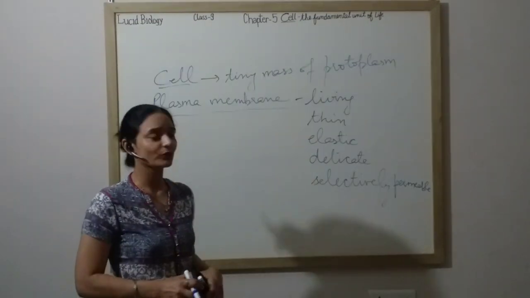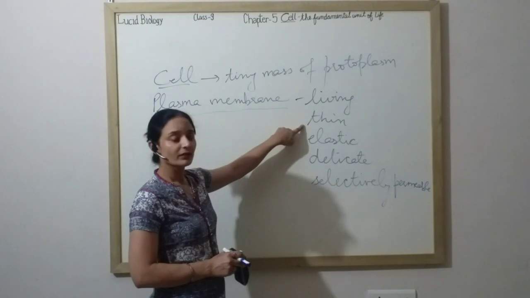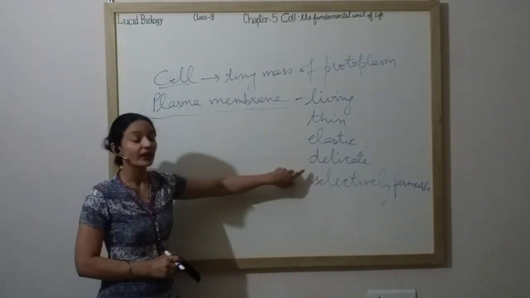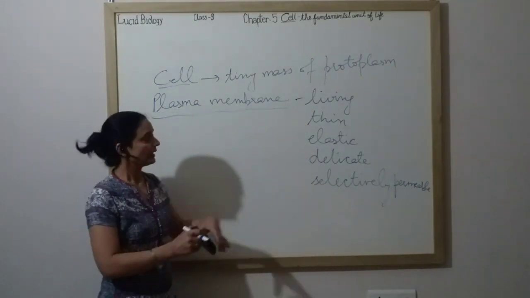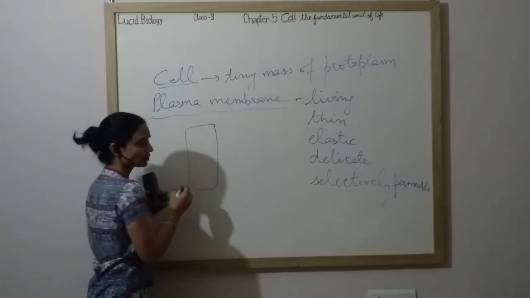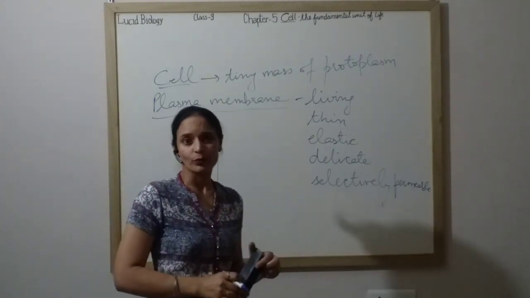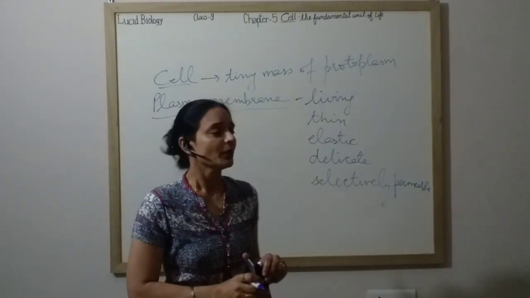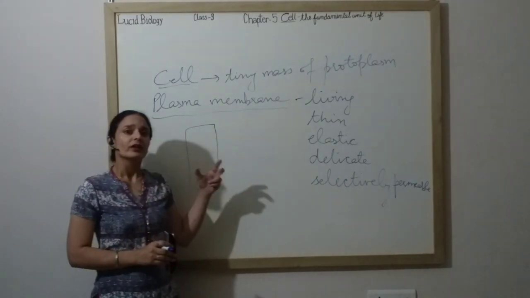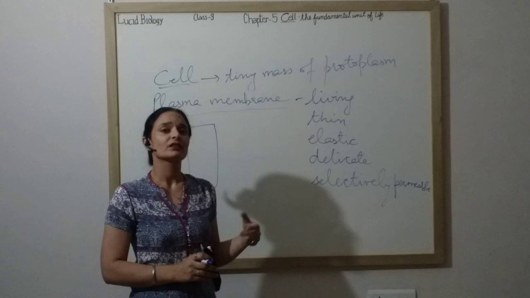The outermost layer of the cell, the plasma membrane, is a living, thin, elastic, delicate and selectively permeable layer. As I told you, it is the outermost layer. Basically, it is protective in function. If we observe this layer under a light microscope, it just looks like a line. But in an electron microscope, we can see its thickness, so we can study the detailed structure of this cell membrane.